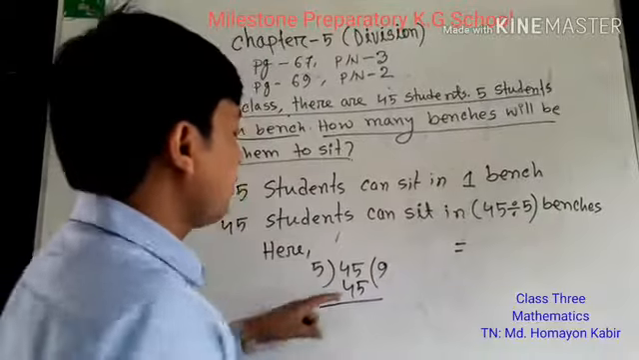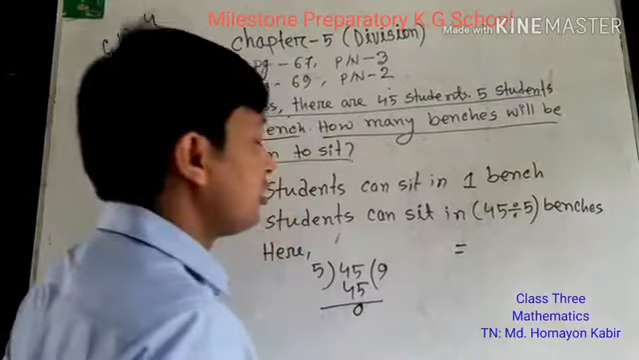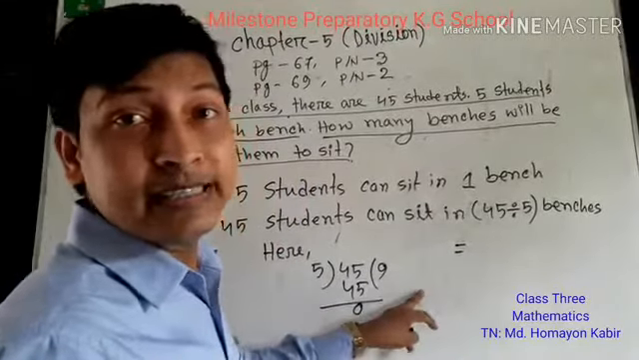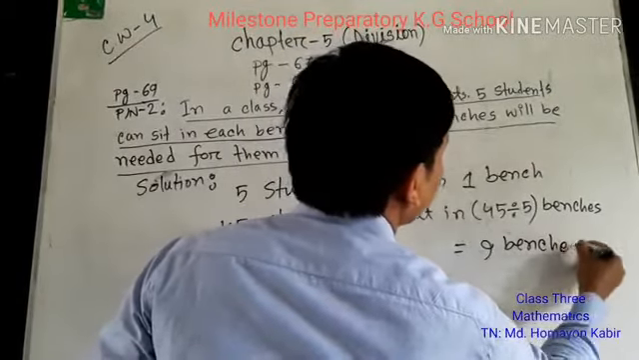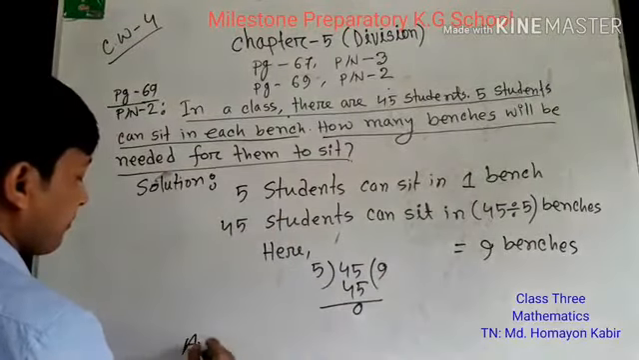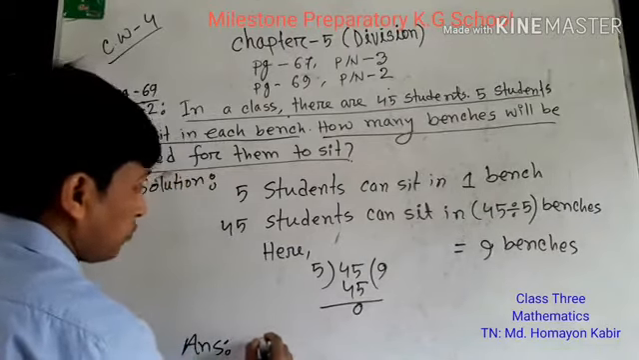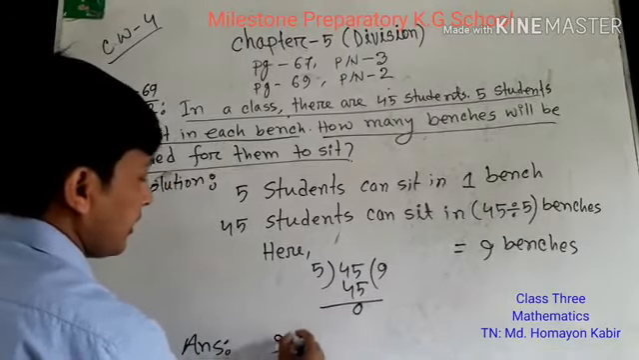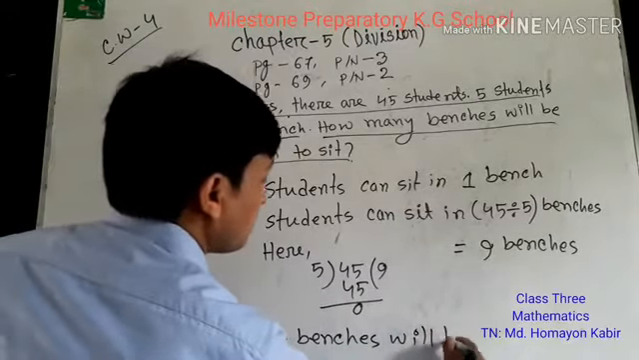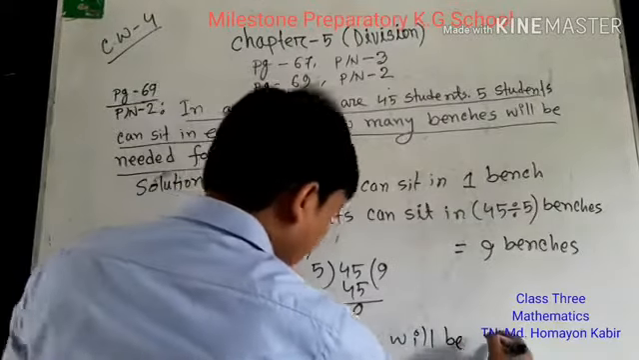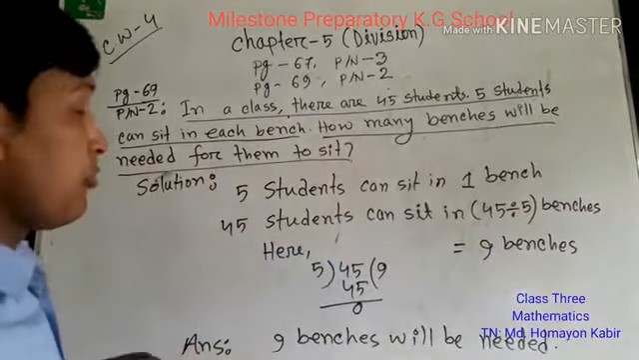Now what do we do? We have to do subtraction. So it will be 0. Here remainder is 0 and quotient is 9. So you can write here 9 benches. Answer will be 9 benches will be needed.